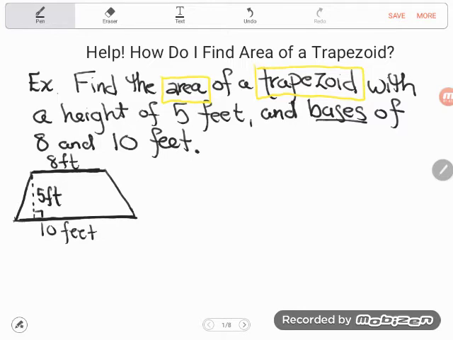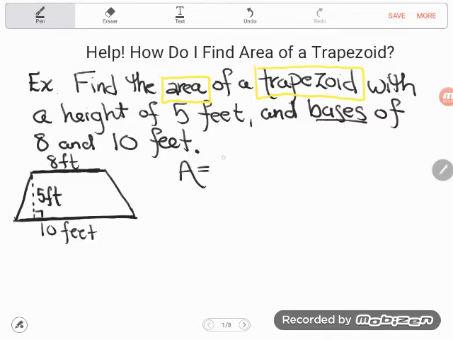I want to find area, and I go straight to the GED formula sheet. Remember that you don't have to have all these directions memorized for the GED. You have to know how to use the formula sheet. So if you go to the formula sheet, very first section is area. You look under trapezoid, and you will see this formula.